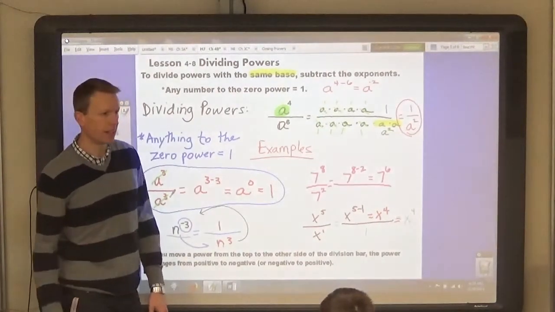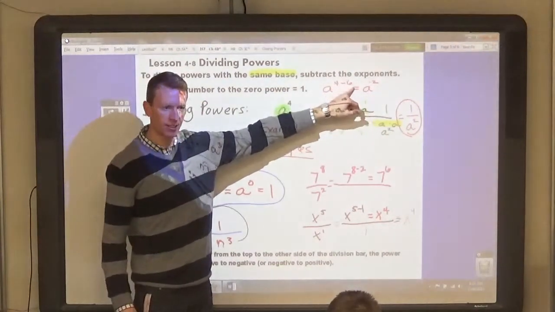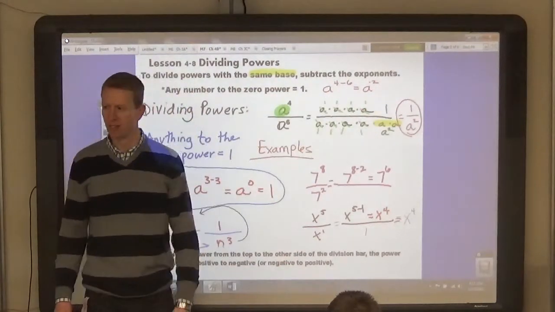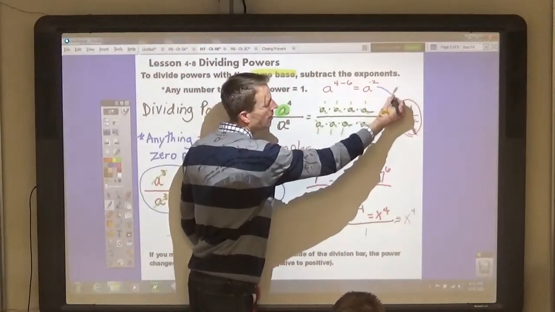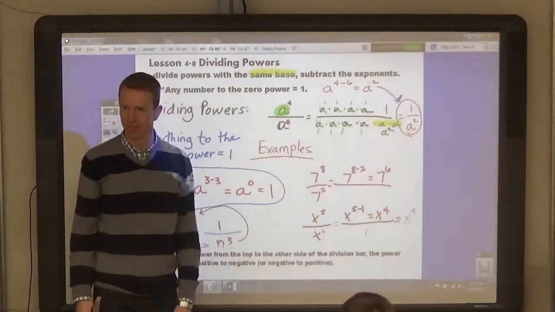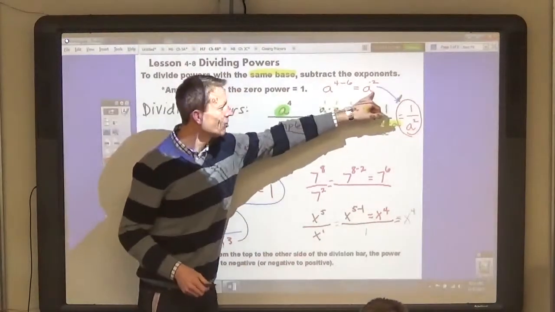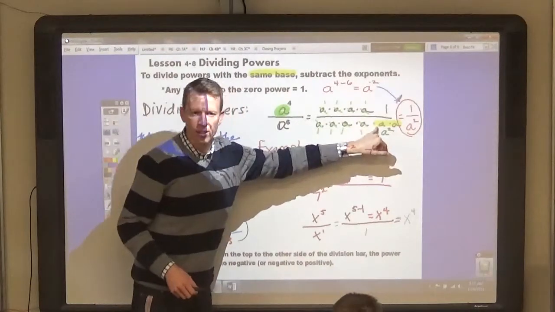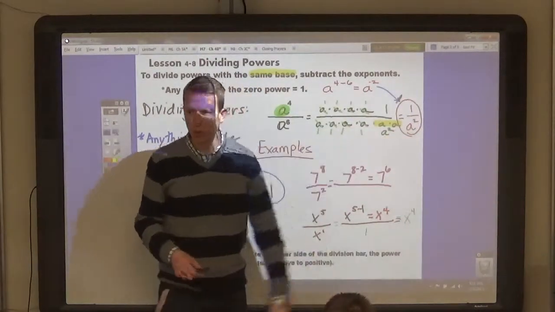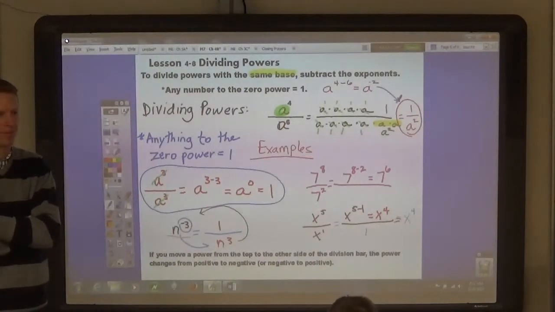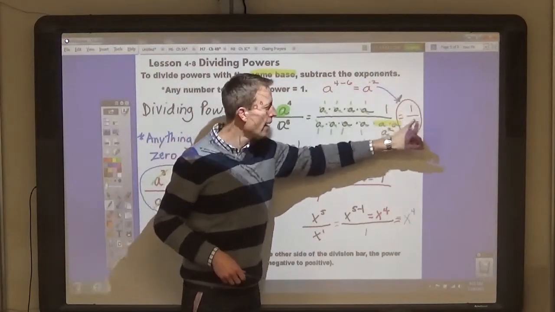Now, what if we used subtraction to simplify? Look at this. A to the fourth minus 6. What's 4 minus 6? Negative 2. So isn't a to the negative 2 the same as 1 over a to the 2? It is. Logically, it has to be the same. If this is the answer for the subtraction, and this is the answer when you write it out in expanded form, then these are the same answer. So then what does the negative exponent mean? Instead of a to the negative 2, it is 1 over a to the positive 2.